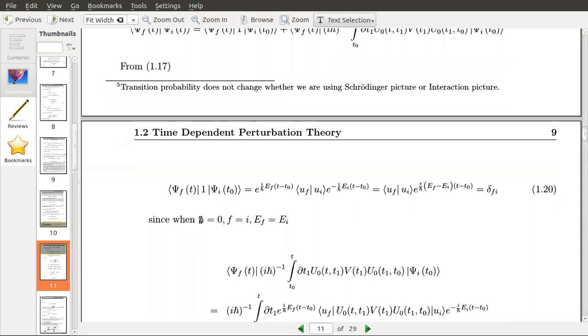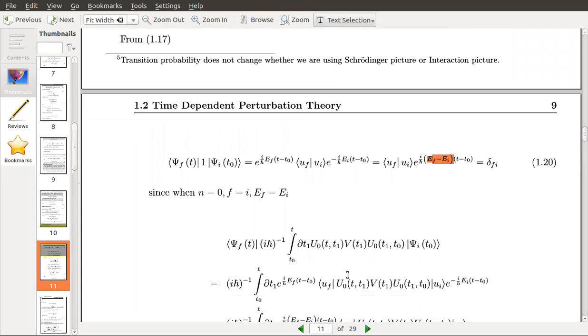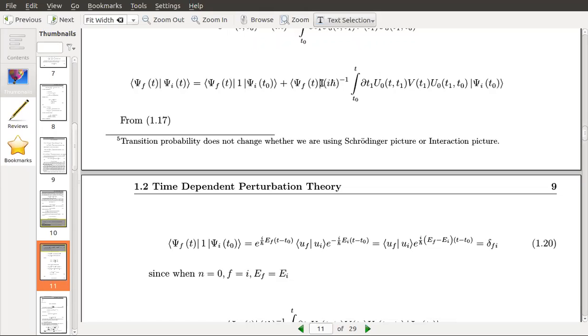Now when n equals 0, what is the meaning of n equal to 0? That is the first case. This term, n equal to 0, means f equal to i. The initial state and final state are the same, so Ef equals Ei, so this becomes 0. When n equals 0, this becomes 0, so e to the power of 0 is 1, and this one is delta fi. You can write it as delta fi. Now take the second case, the second term. So the first term becomes delta fi.